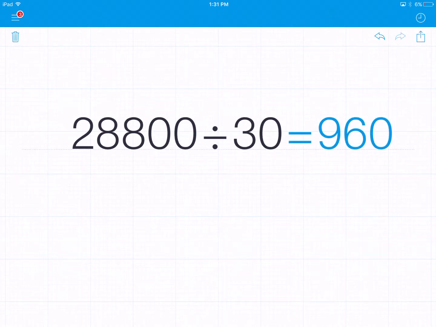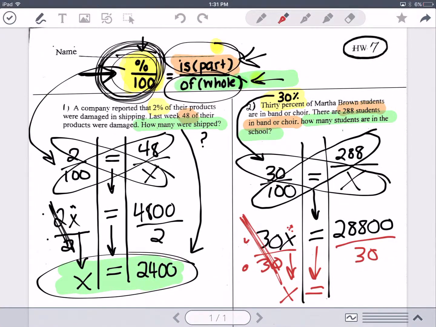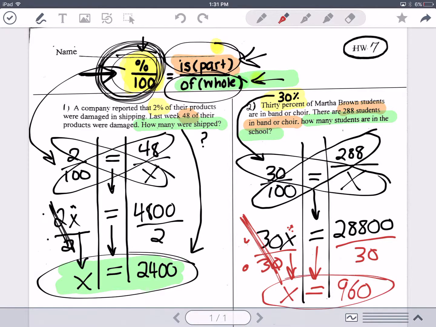960. Okay. That's my answer. So the original question was how many students are in the school altogether? Well, according to this problem, there are 960 students total in Martha Brown.